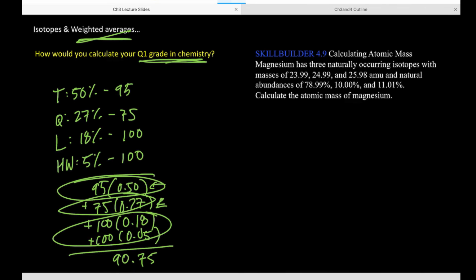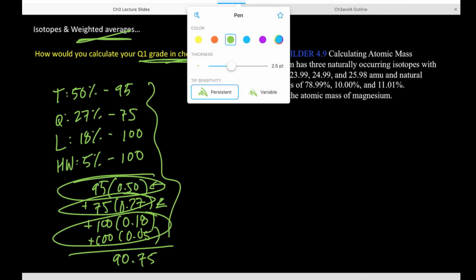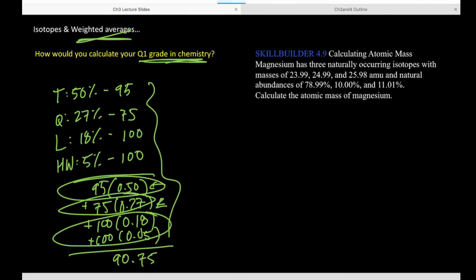All right, so calculating atomic mass, which is going to be the exact same thing we just did over here. All right, so magnesium has 3 naturally occurring isotopes with masses of blah, blah, and blah, and natural abundances of blah, blah, and blah. Calculate the atomic mass of magnesium, right? So same principle. And so note that these masses are similar to, but not the same as, your mass number. So this isotope probably has a mass number of 24, but its mass is not going to be exactly 24. Does that make sense? And that's always how it's going to be.